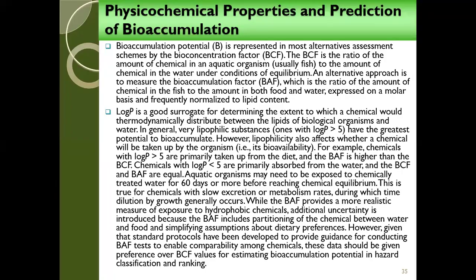We're still talking about bioaccumulation here. Bioaccumulation is presented in most alternative assessment schemes. It's another way of determining the behavior of these chemicals in the environment. So if you are able to determine what is called the bioconcentration factor, that will give an idea of the bioaccumulation potential of a particular chemical, right?